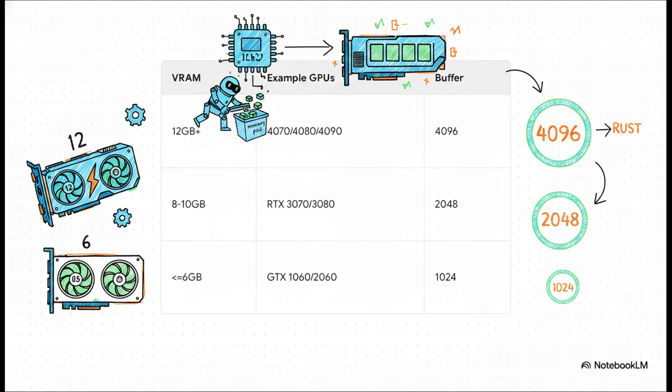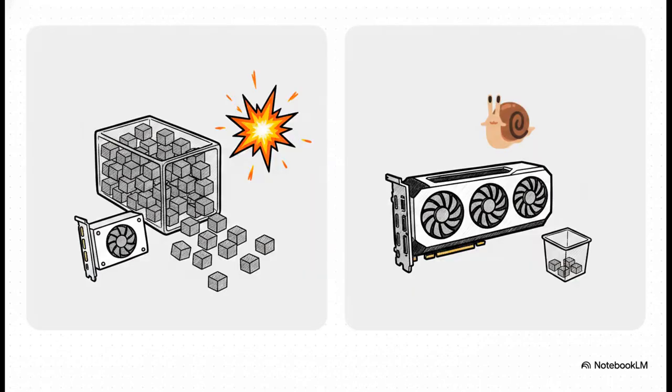So if you're lucky enough to have an RTX 4070 with 12 gigabytes of VRAM to spare, you'll set this to 4096. If you're sitting in that 8 to 10 gigabyte mid-range, like maybe an older RTX 3070, you'll want to drop that down to 2048. And if you're playing on an older 6 gigabyte card, you've got to use 1024. It's literally a Goldilocks situation. Finding this middle ground is essential.